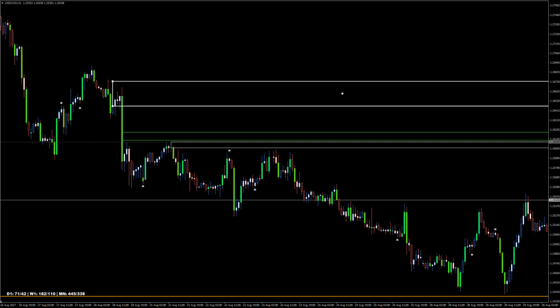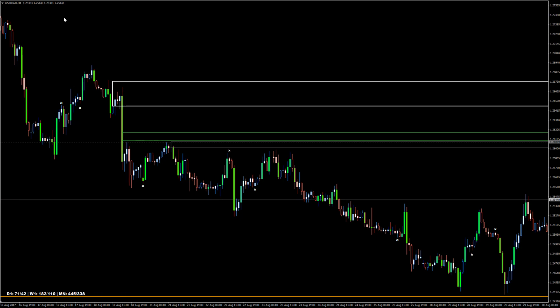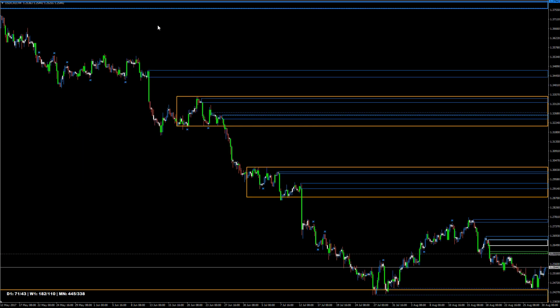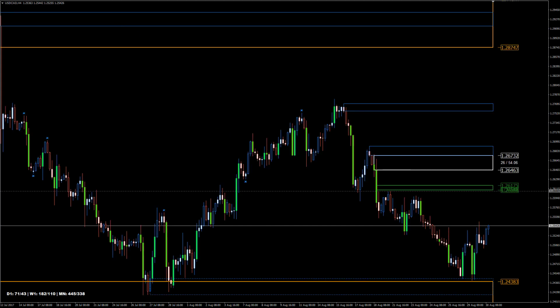I'm going to put my stop about 5 pips above. I'm going to zoom out, and then we're going to put that order on and watch it do something just there. So let's see what happens there.